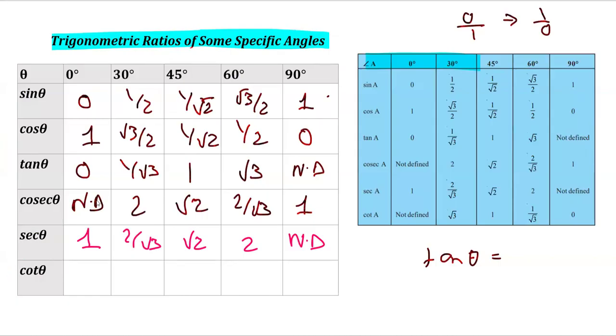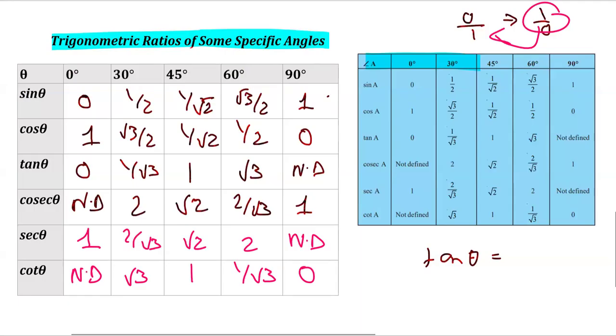Cot is basically the reciprocal of tan. So 0 reciprocal is what? 0 reciprocal is not defined. Reciprocal of 1 over root 3 is root 3. Reciprocal of 1 is 1. And reciprocal of root 3 is 1 over root 3. And not defined reciprocal, not defined is what? 1 by 0. And whose reciprocal will be 0?